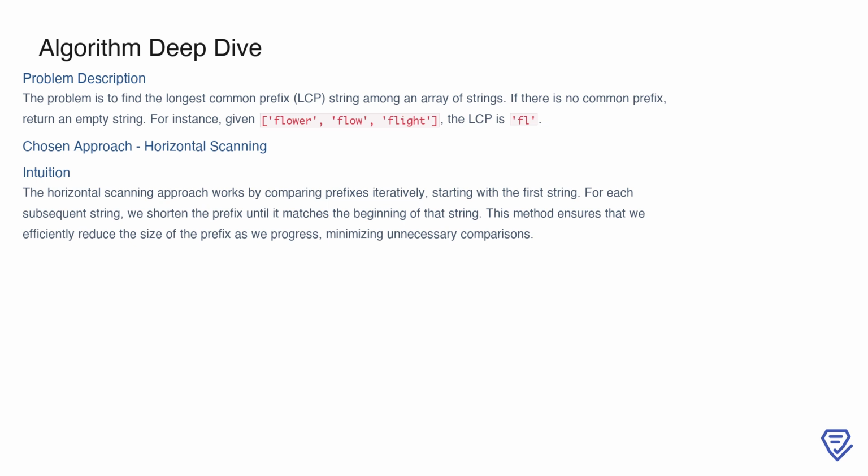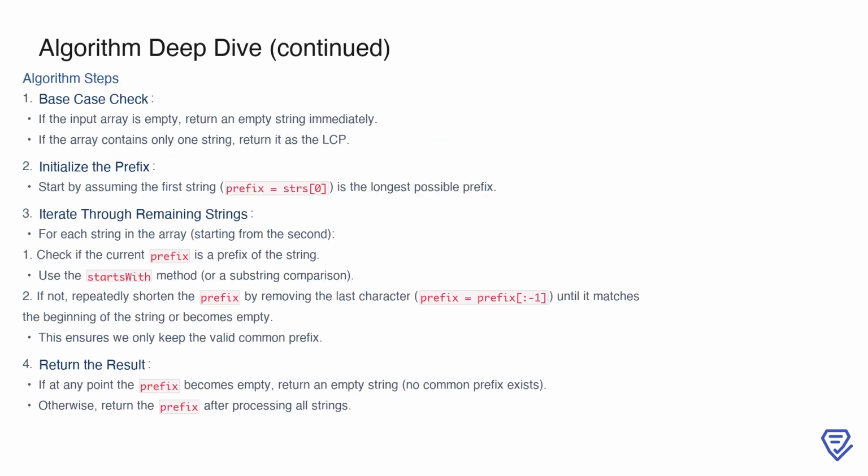The key idea behind this approach is to iteratively compare prefixes. We begin with the first string as the initial prefix and then progressively refine it as we compare it with each subsequent string in the array. This way, we ensure that the prefix is reduced to its smallest valid form as early as possible, avoiding unnecessary comparisons and improving efficiency. To implement the horizontal scanning approach, we follow these steps.